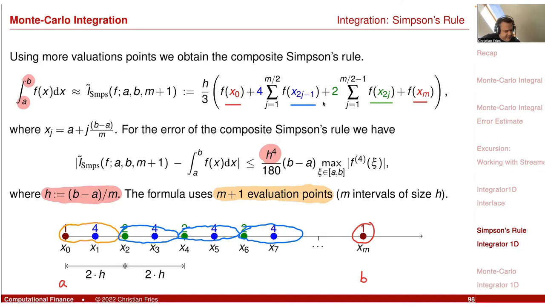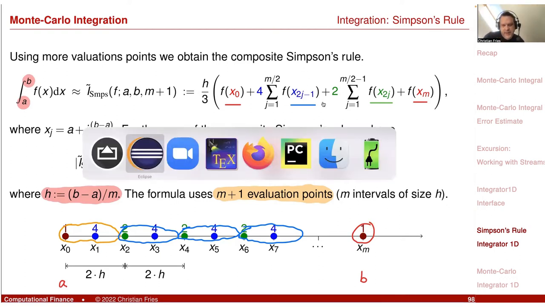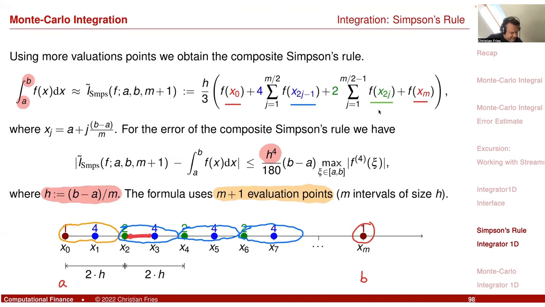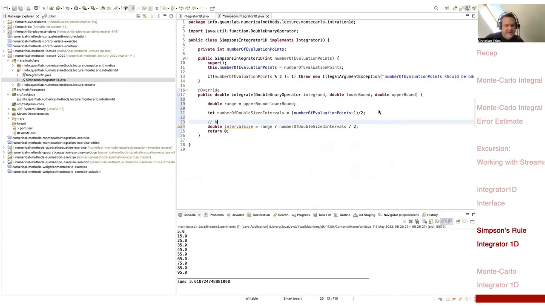So how many such double-sized intervals do I have? Okay, take out the last value and divide by 2. So this is the number of intervals I have, and then I divide by 2. Yeah, so I know this number is even, then I can divide by 2. So this is now the number of these double-sized intervals. What is the length of this interval? So this is my interval size. So this is the range divided by the number of double-sized intervals, but now these always contain 2 intervals, so divided by 2. So this would be the H in our little formula. So this is actually such a distance here. So this is now my interval size.